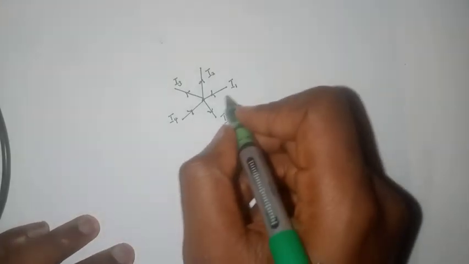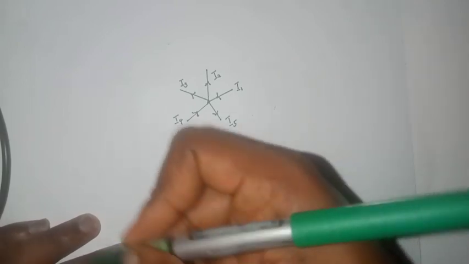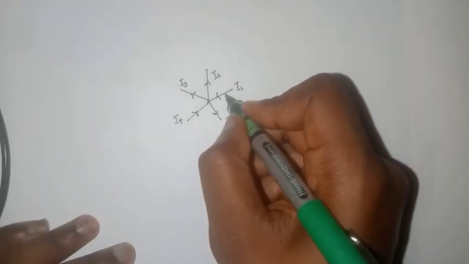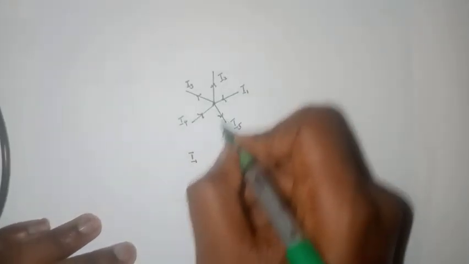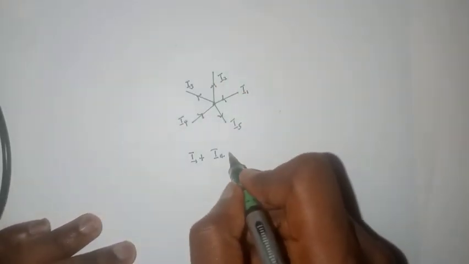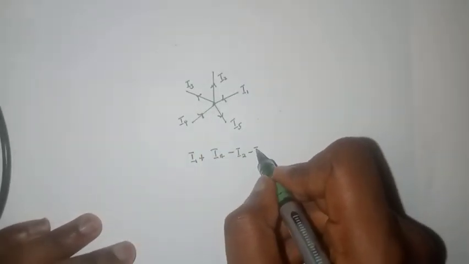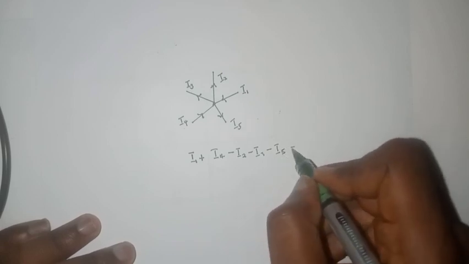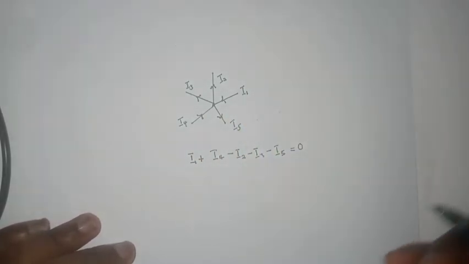According to Kirchhoff's current law, we can say that the sum of current entering the node equals the sum of current leaving the node, or the total of all the currents equals 0. That is to say that if I1 is entering the node, we take that as positive. We can say I1 plus I4, and those that are leaving the node, we take them as negative. Then we can say minus I2, minus I3 and minus I5. Then we can equate them to 0. So the total sum of all of them equals 0. That's what Kirchhoff's current law is saying.